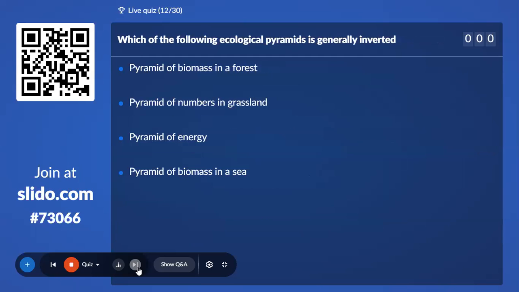The 12th question. Which of the following ecological pyramids is generally inverted? Pyramid of biomass, pyramid of numbers in a grassland, pyramid of energy, and pyramid of biomass in a sea. Vote fast, guys. Only 5 seconds before you. And revealing the poll rate.